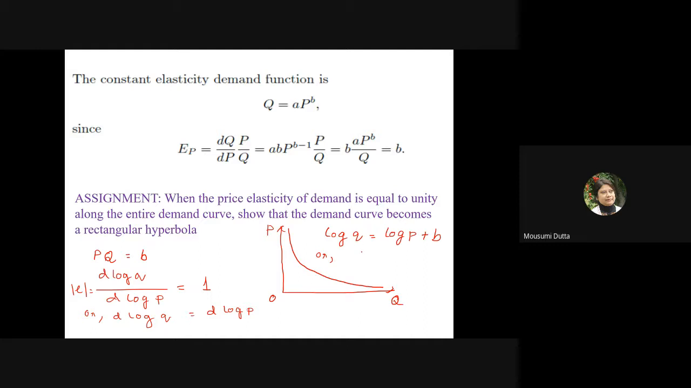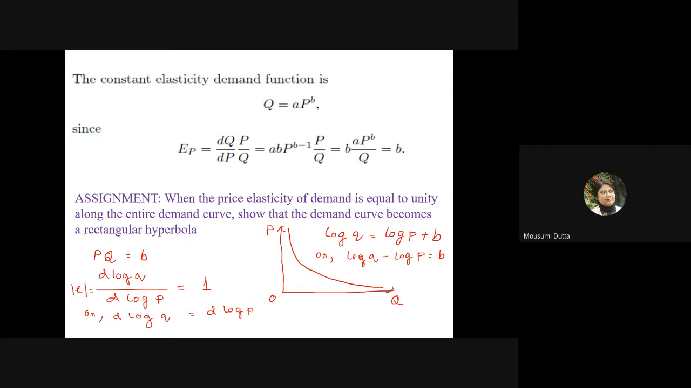Log of Q by P, or what I'll do... Log Q minus log P is equal to B. So this is the equation we are getting. And from here, next step, Q by P will be a constant because B is a constant. Then e to the power B will be a constant as well.